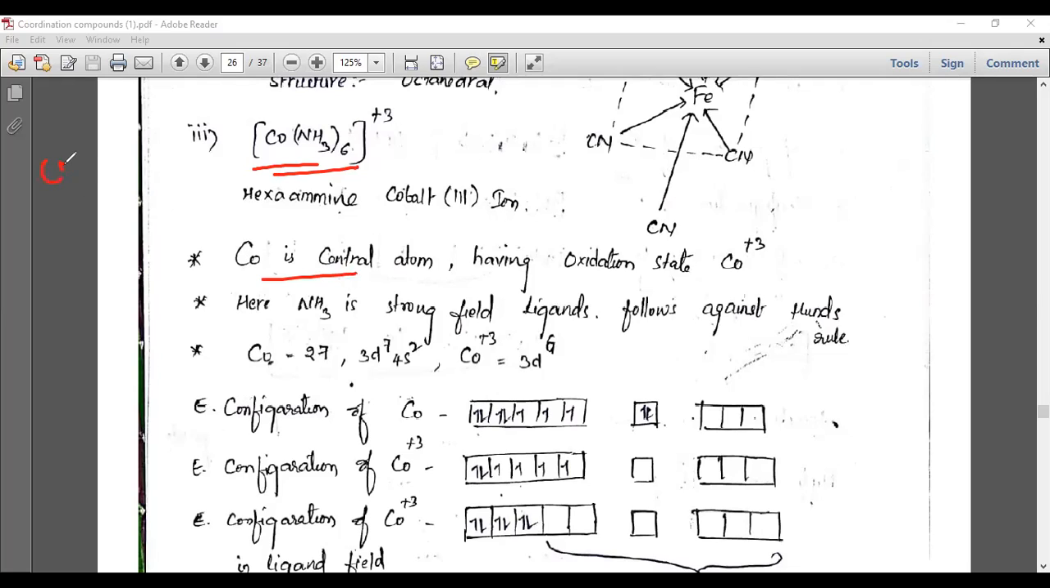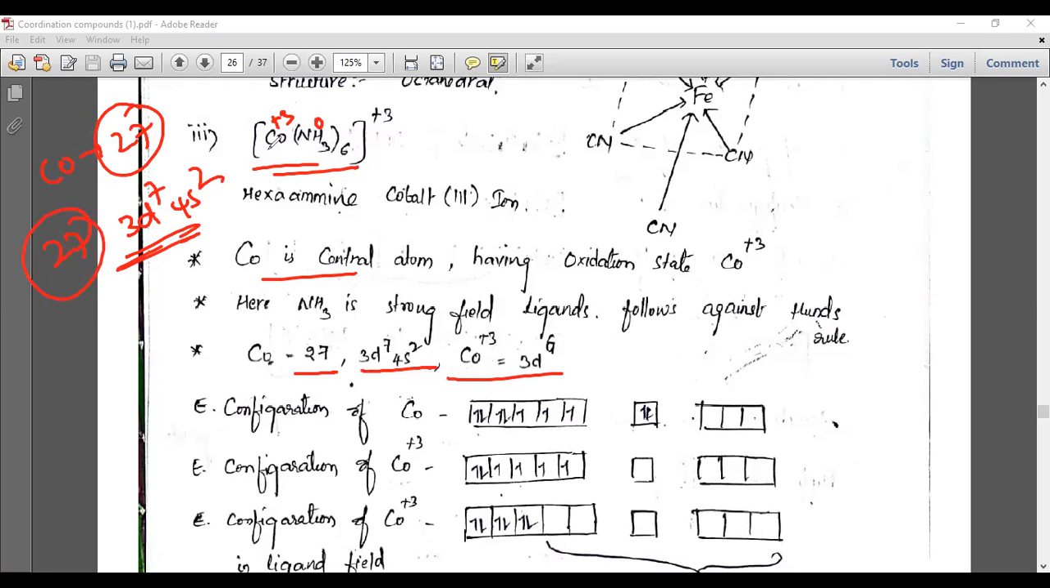Cobalt again, what is the atomic number here? Again 27. 27 means, you know, 3d7 4s2 here. Again 3d7 4s2. That means, what is the charge of this cobalt here? The charge of the ammonia is 0, and here the cobalt will be 0 plus 3, so +3.